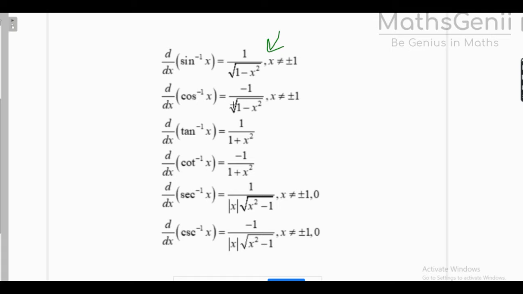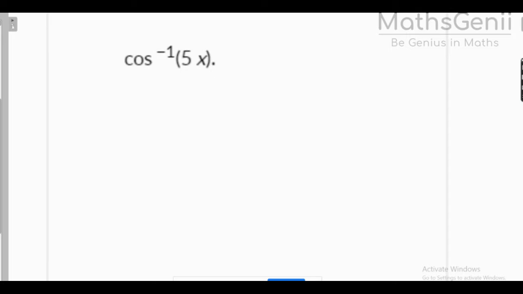Similarly, what is cos inverse? Same as sine inverse but minus. What is tan inverse? 1 upon 1 plus x square. Cot inverse? Same but minus sign. Similarly, sec inverse, and cosec inverse is the same as sec inverse, just minus sign. So this is the formula for all the inverse trigonometric functions. Correct? So let's quickly solve one question on inverse trigonometric functions as well.